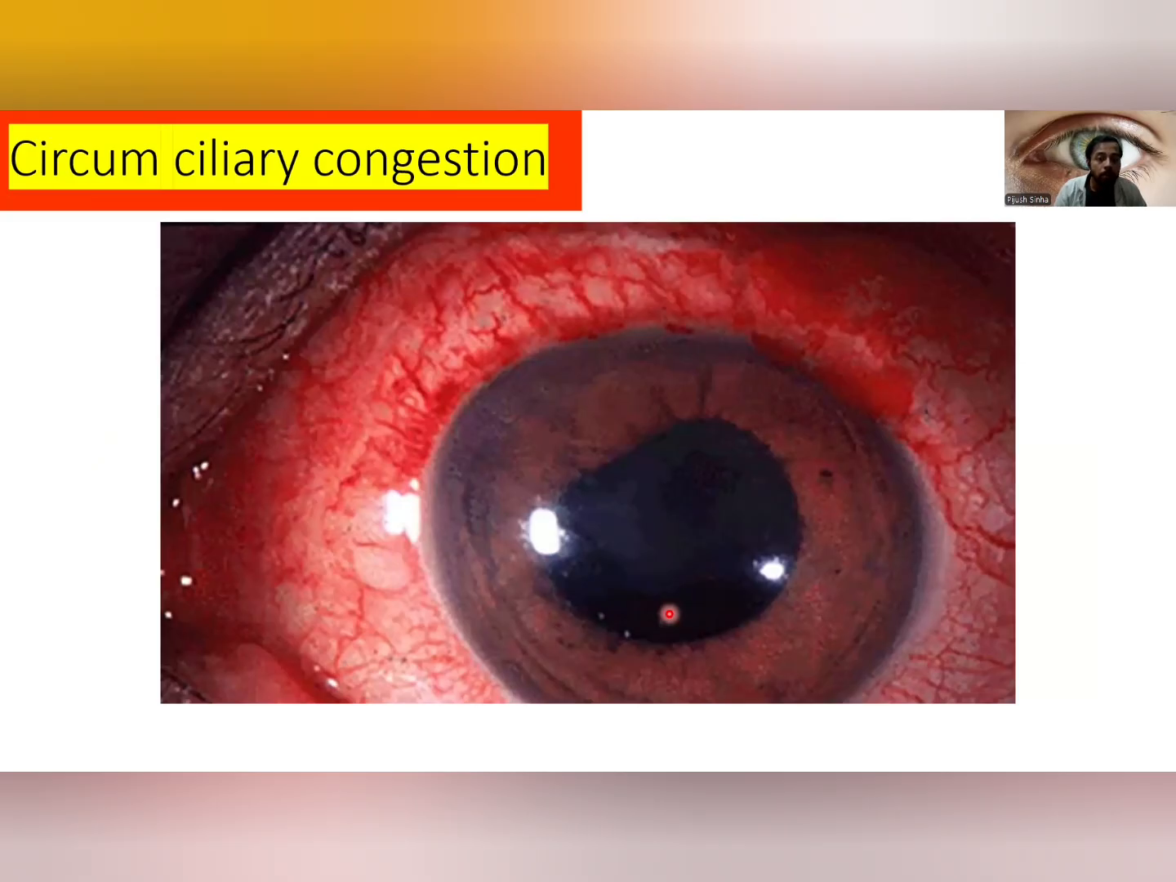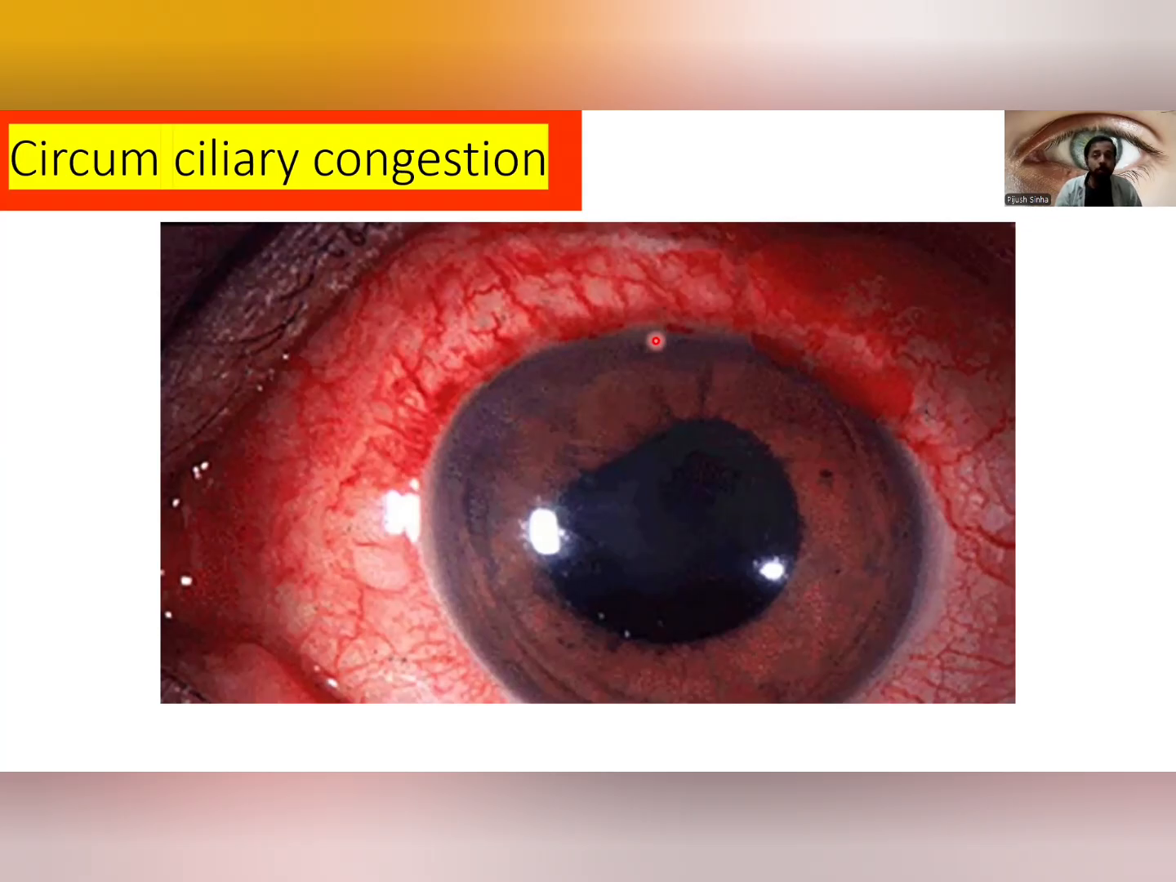Yes, this is a case of acute anterior uveitis, where you can see circumciliary congestion. And what is uveitis actually? Uveitis is the inflammation of the uveal tract. The uvea includes the choroid, iris, and ciliary body, right? So inflammation of any part of the uvea is known as uveitis.